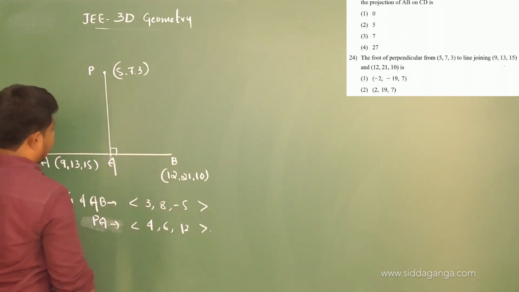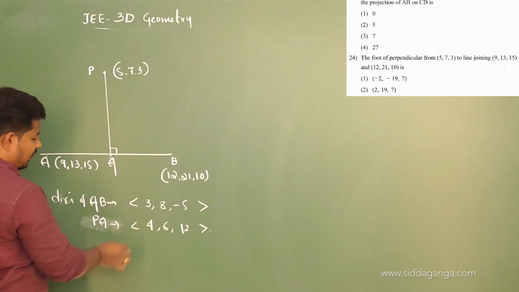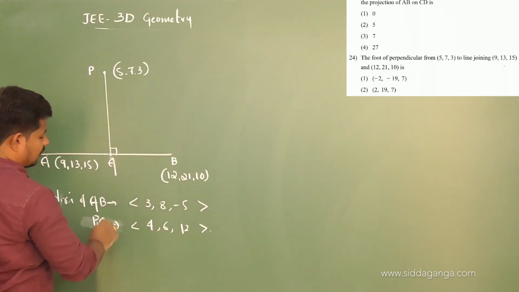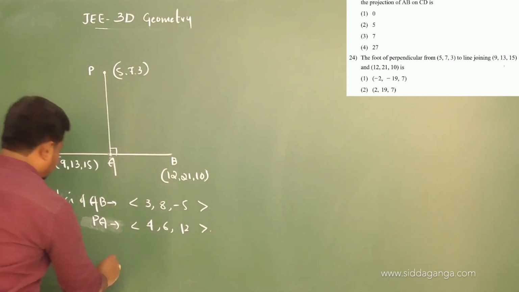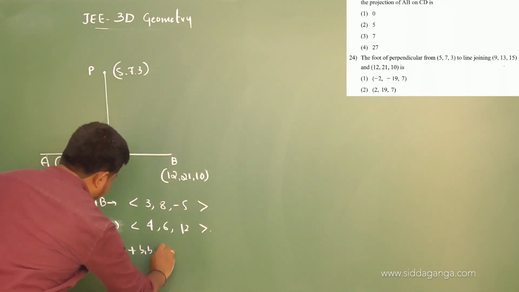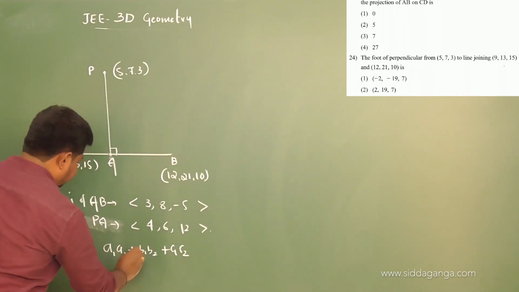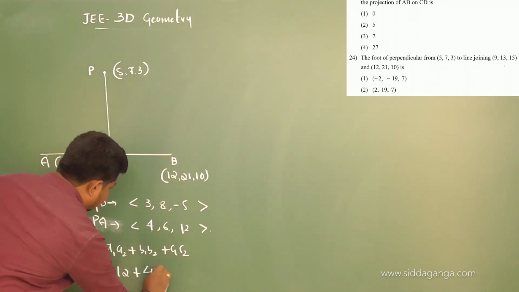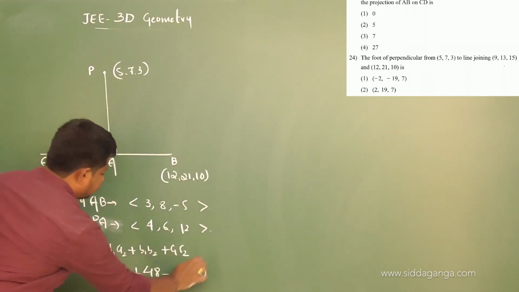Now they have said that these 2 are perpendicular. So let us check whether these 2 are perpendicular for these ratios. The condition is A1 A2 plus B1 B2 plus C1 C2 must be equal to 0, right? So 3 4s are 12 plus 48, and yes, of course, it becomes equal to 0.